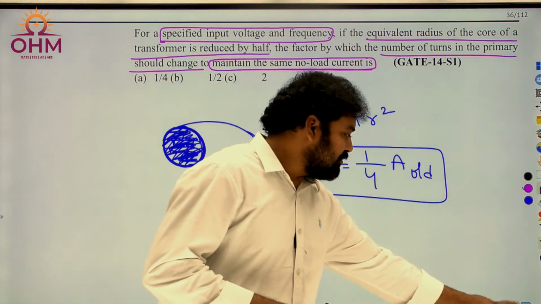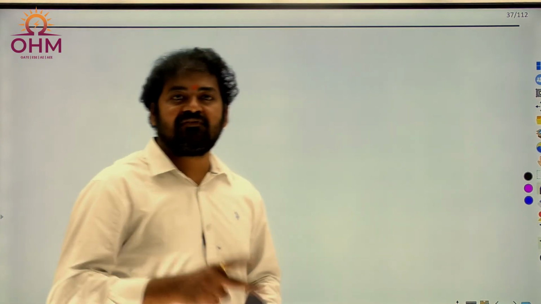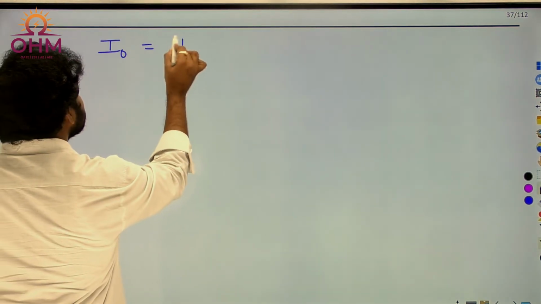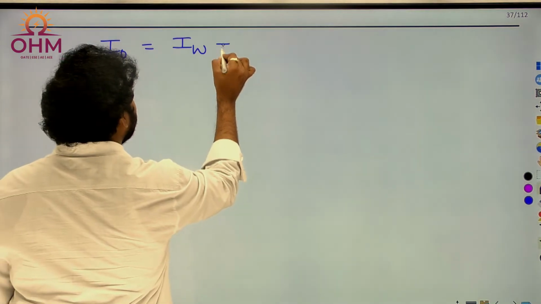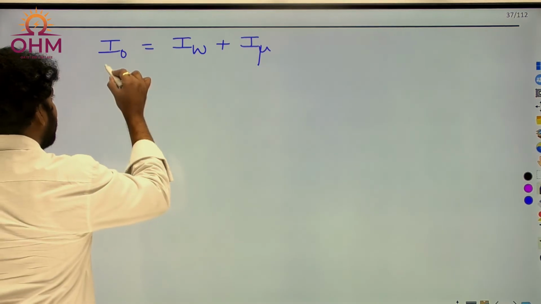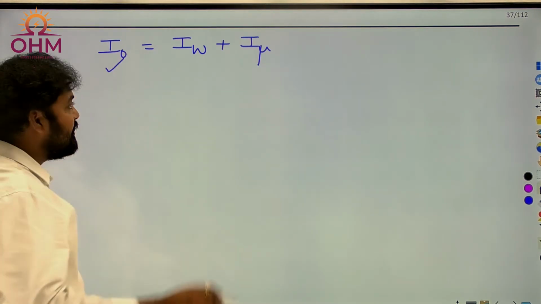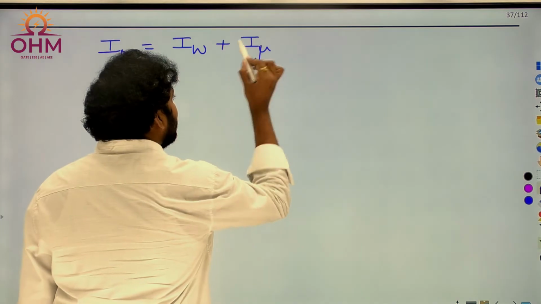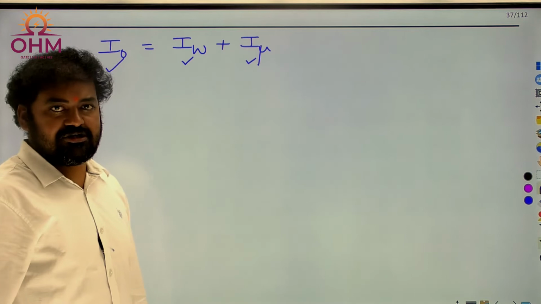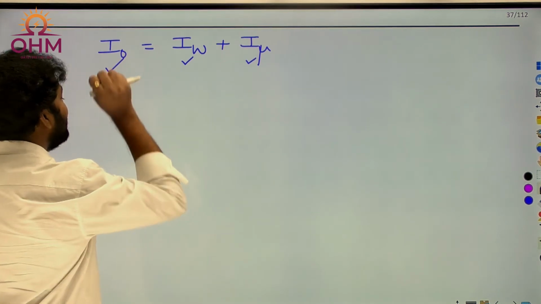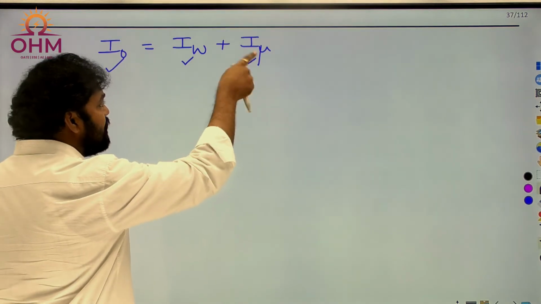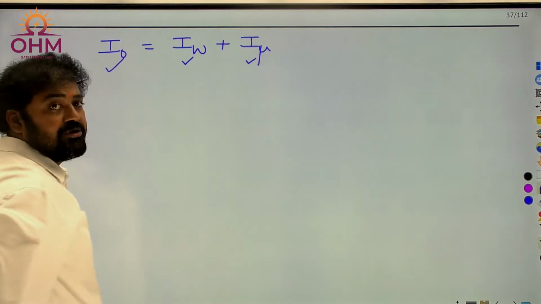First of all, we know no load current in a transformer will have two current components, right? No load current I0 is a combination of loss component current IW and magnetizing current I mu. So if you wanted to maintain a no load current constant, indirectly we have to maintain magnetizing current constant and also loss component current constant. If these two are constant values, definitely I0 is going to be constant. Suppose any change happened in any one of the parameters, definitely I0 is going to change.